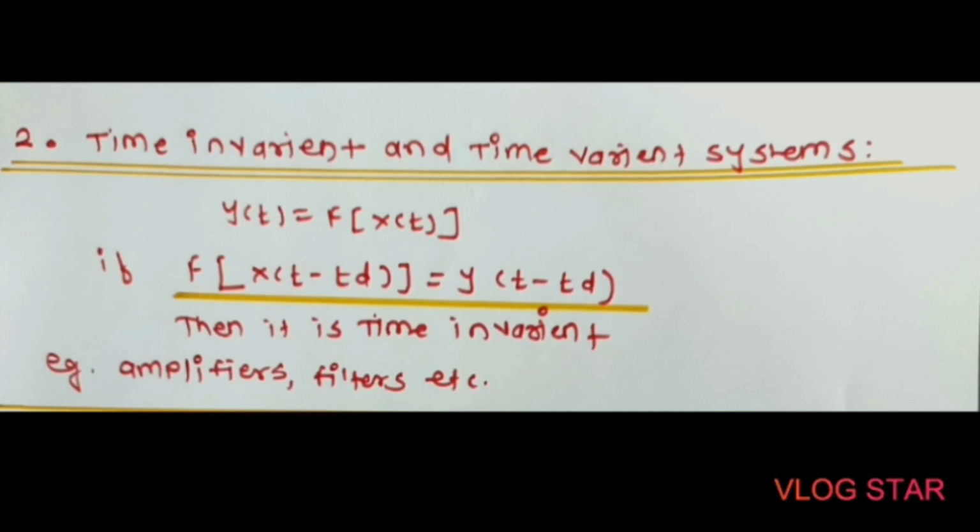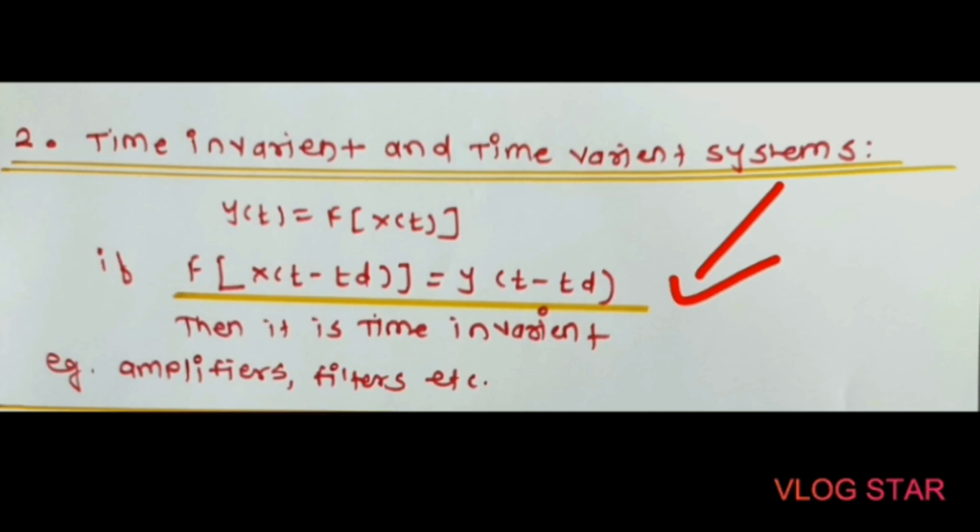Let us see here the relationship between input and output of a continuous time system be defined as y of t is equal to f of x of t. Now, if the input signal x of t is delayed by td seconds, then the output also will be delayed by the same time, that is f of x of t minus td is equal to y of t minus td. A continuous time system is said to be a time variant system if it does not satisfy the equation.